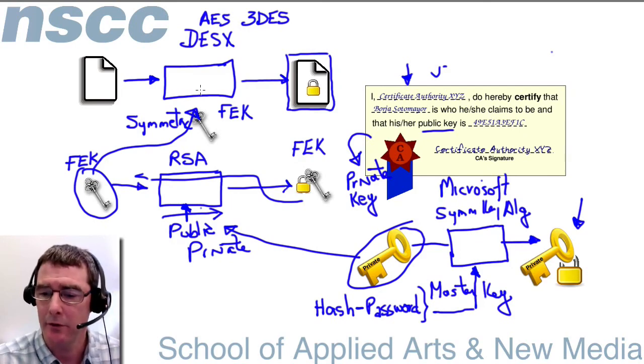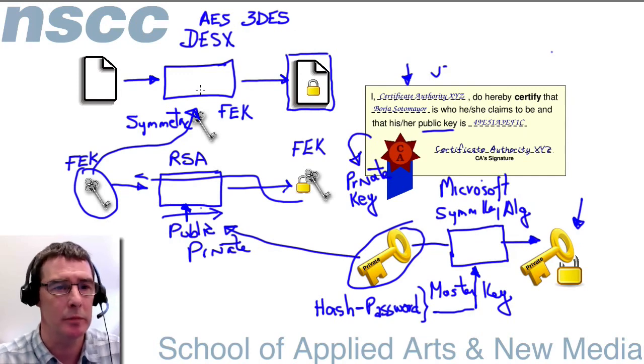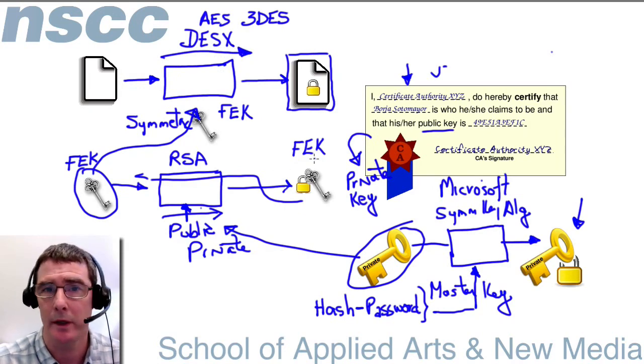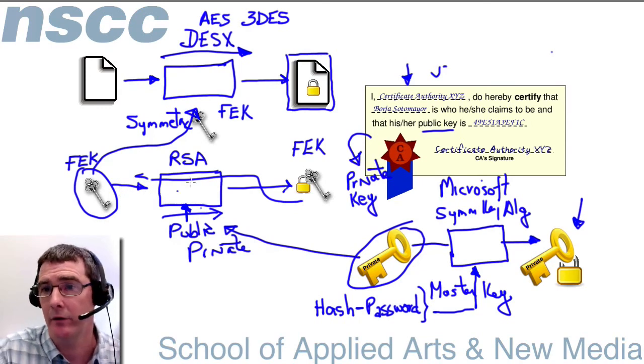It uses symmetric key encryption to block encrypt large amounts of data, and it's using a symmetric key here because that's much faster than public key encryption. And it uses public key encryption to encrypt the symmetric file encryption key. This can be a slow process, but really we're just encrypting the key or decrypting the key, and we're only doing that once. So that's an overview of EFS and how it works in the Windows system.